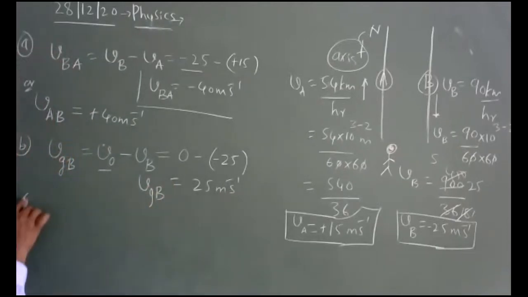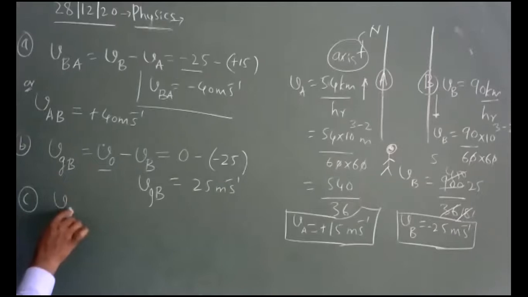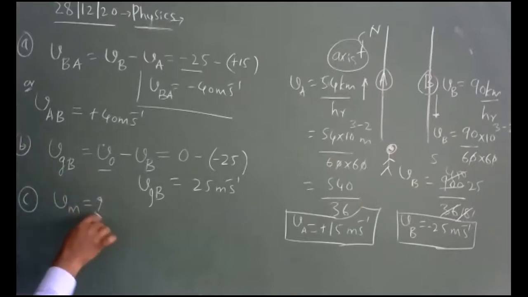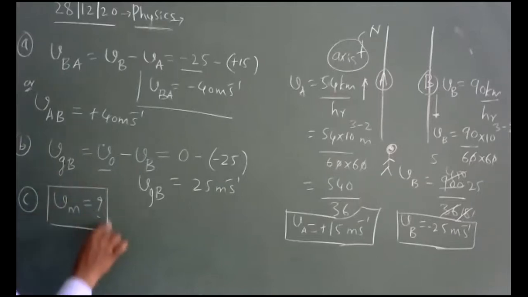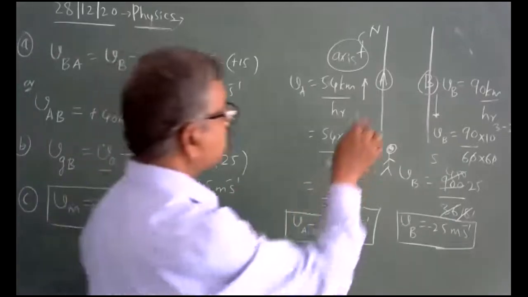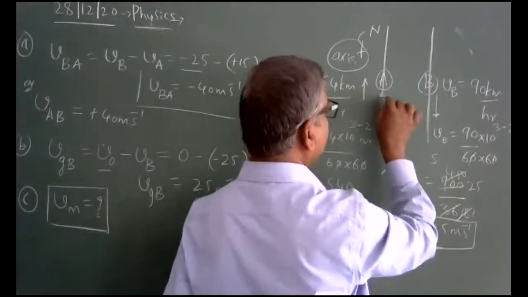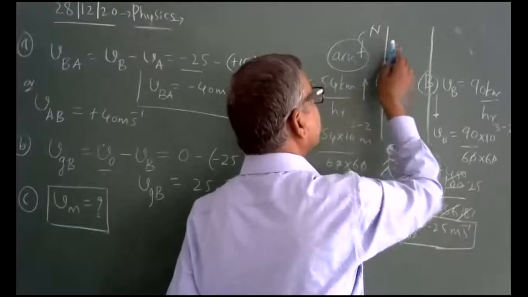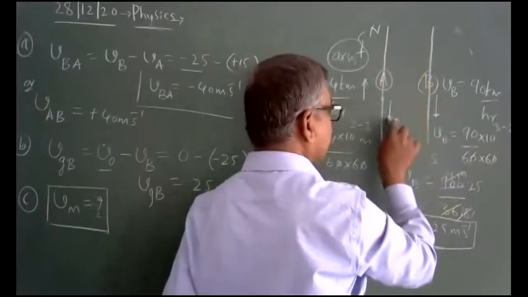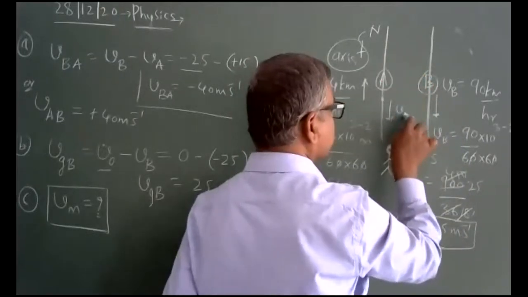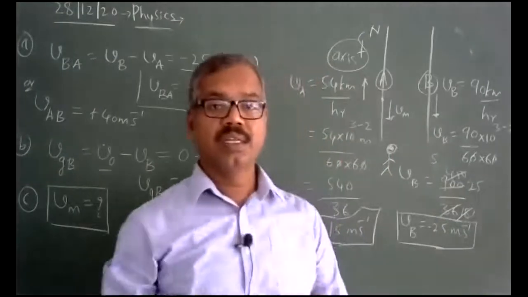The third question is, what is the velocity of a monkey? I need to calculate velocity of a monkey. So what happens? Monkey is sitting on a train A and train is moving towards north. Monkey is moving towards south. Listen carefully. There are two trains.